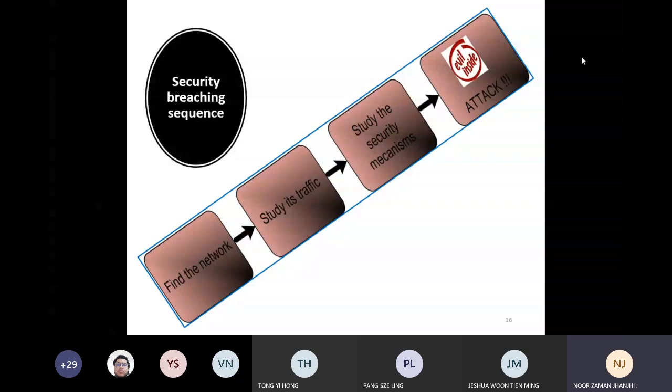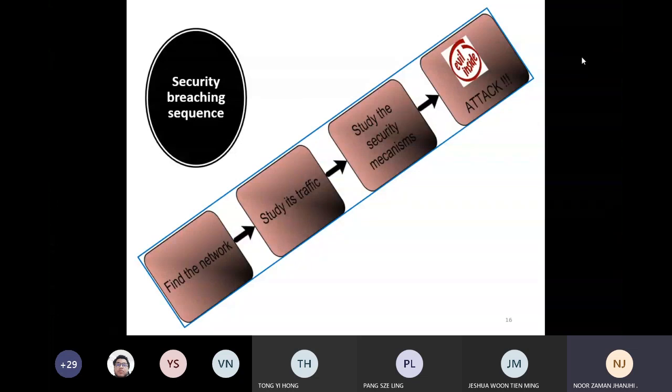Finding a network, we cannot stop anyone from finding our network. So anybody who is within range can find the network, not an issue. Then they study its traffic. They can see how the traffic is going, what data packets, what sites we are visiting, what channel we are using, and so on.